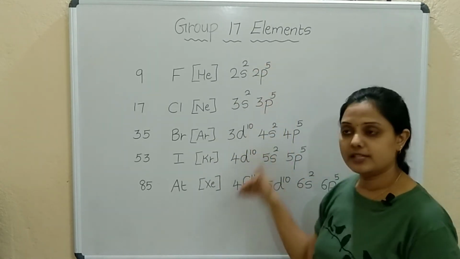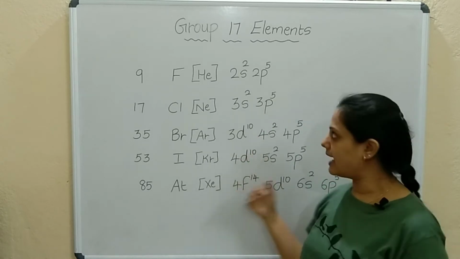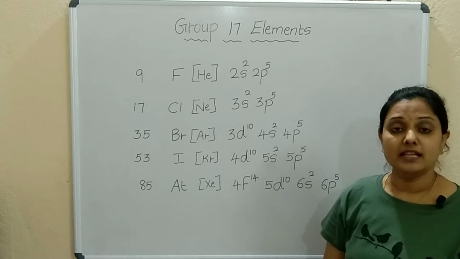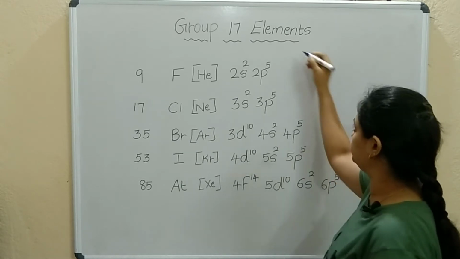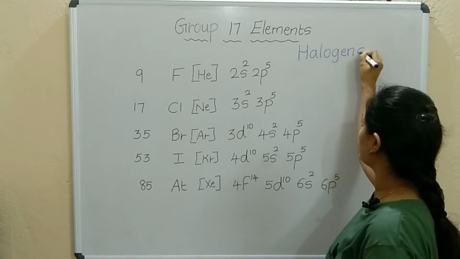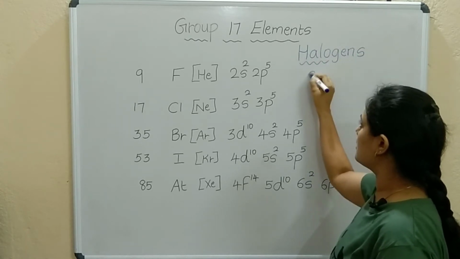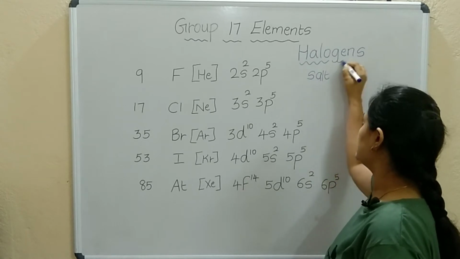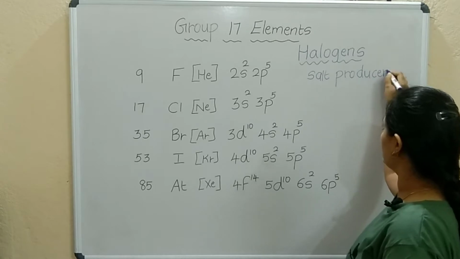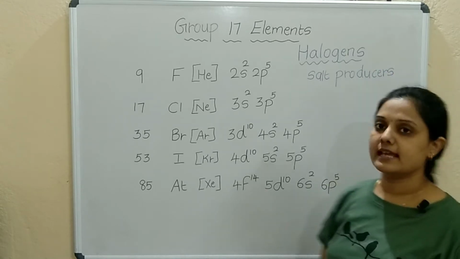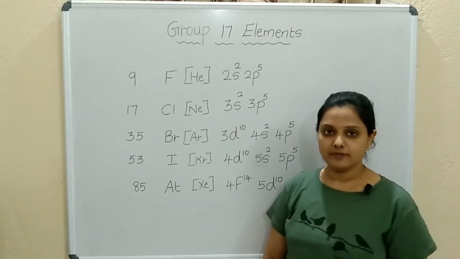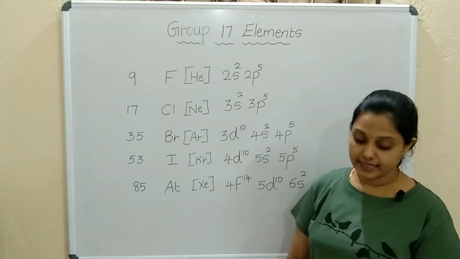As we are moving down the group, the number of shells are added. The elements of group number 17 are called halogens. Why are they called halogens? Halo means salt, gens means producers. So group number 17 elements are called halogens. They are salt producers.